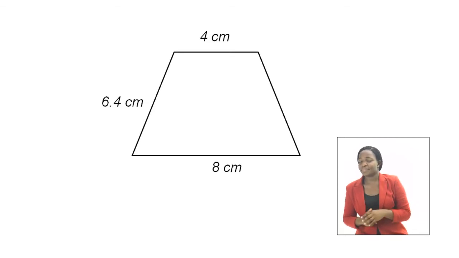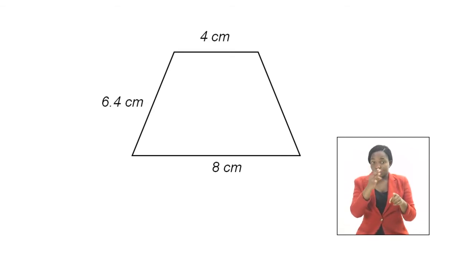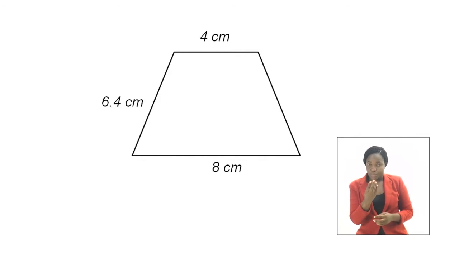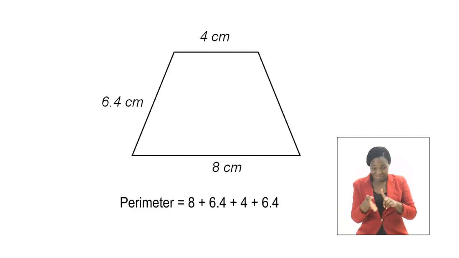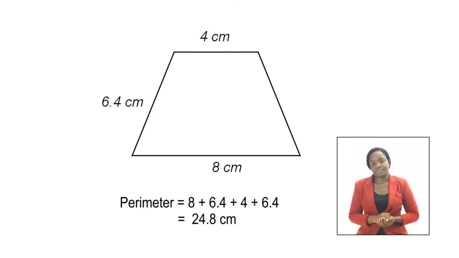The first side here is 6.4 centimeters. The other side looks like 6.4 centimeters. Okay, I'll calculate the perimeter by adding up the lengths of all the sides together. 8 plus 6.4 plus 4 plus 6.4 equals 24.8 centimeters. That's the perimeter if I'm correct.